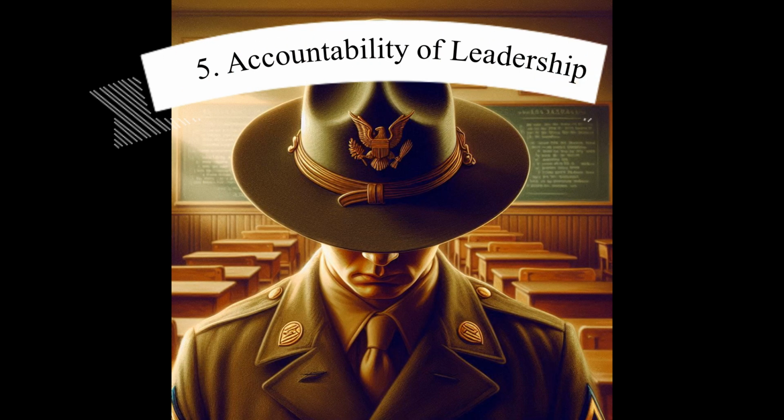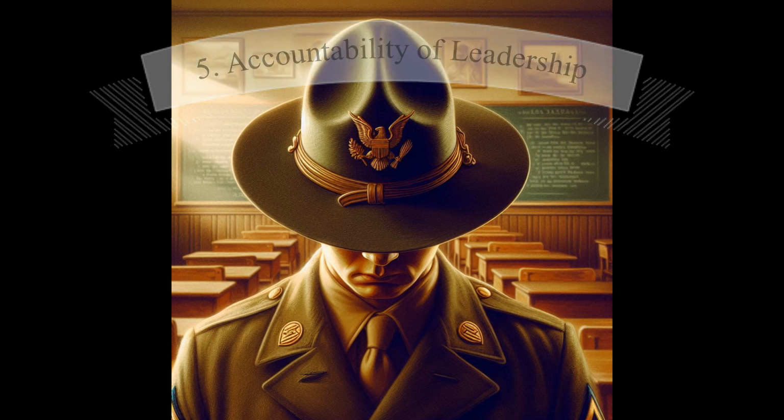5. Accountability of leadership. Paragraph 13 and checks and balances. Henry pledged to rectify injustices and ensure fairness in governance. Similarly, the U.S. Constitution establishes a system of checks and balances to prevent abuses of power by any single branch of government, ensuring accountability to the people.